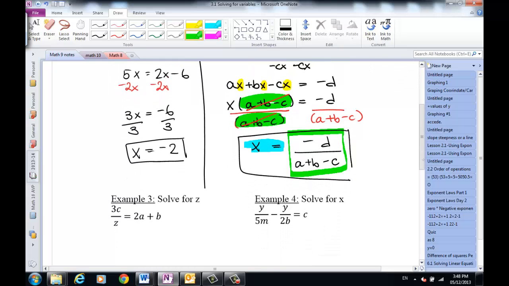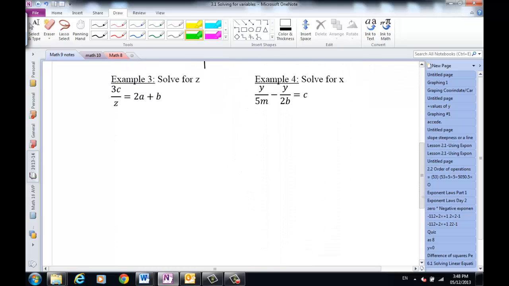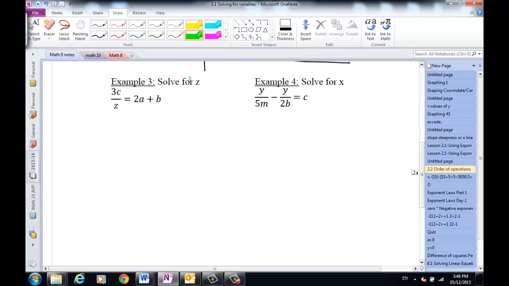Alright, let's try another one. So the important thing is I need to look at what it's asking me to solve. So in this case it says solve for z. So I have a z there. Alright, so right now I have 3c divided by z is equal to 2a plus b. So remember, my goal is to get z equal to something. So right now z's on the bottom, and I don't want z on the bottom, I want z on the top, so it can be z equals to.